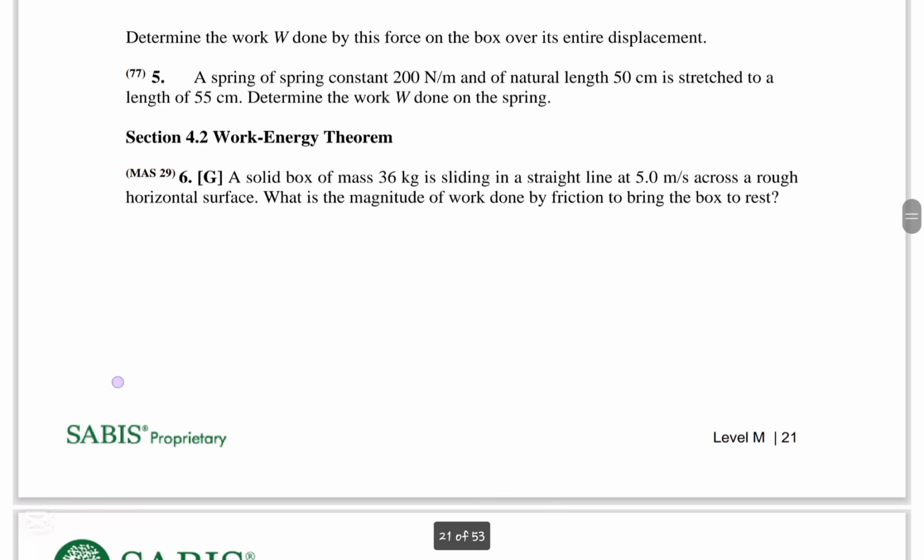Question number 5. Now we reached spring. A spring of spring constant K, they gave us the value of K, and of natural length 50 centimeters. So this is X initial. Remember to always change it to meters, so you need to divide by 100. So 0.5 meters is stretched to a length, now they stretched it to 0.55 meters, right? So what's gonna be delta x, the change in x? It's gonna be 0.05 meters.